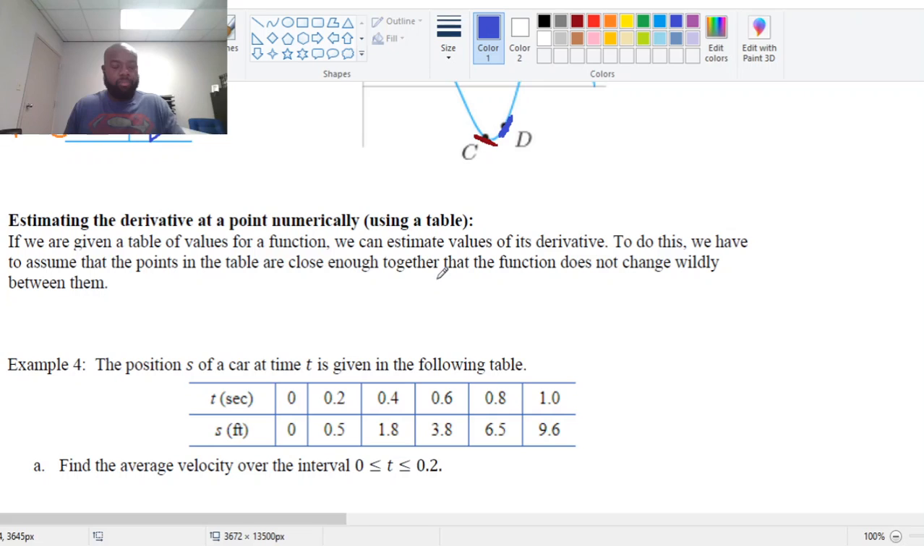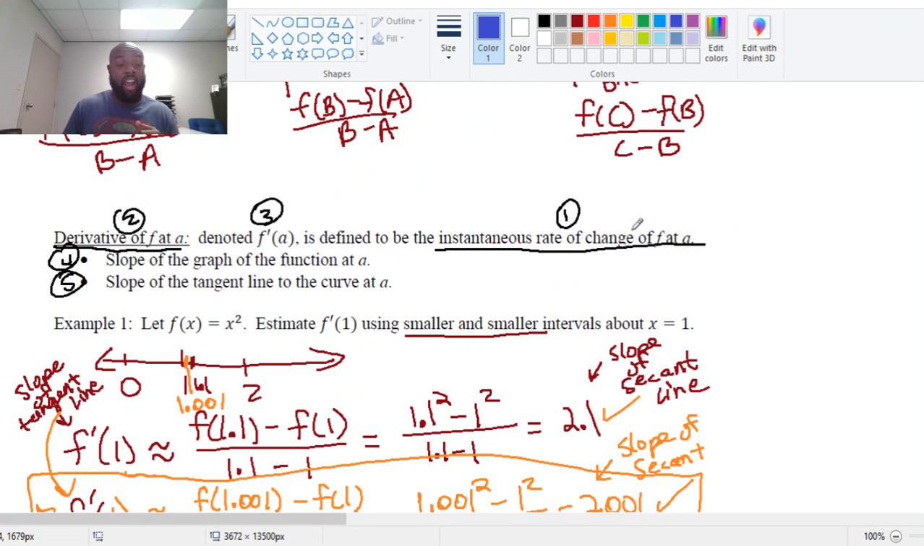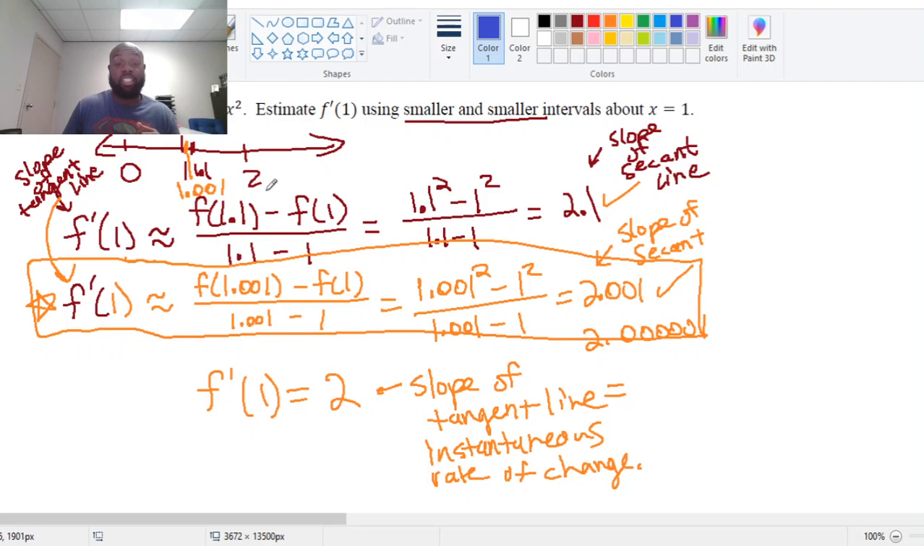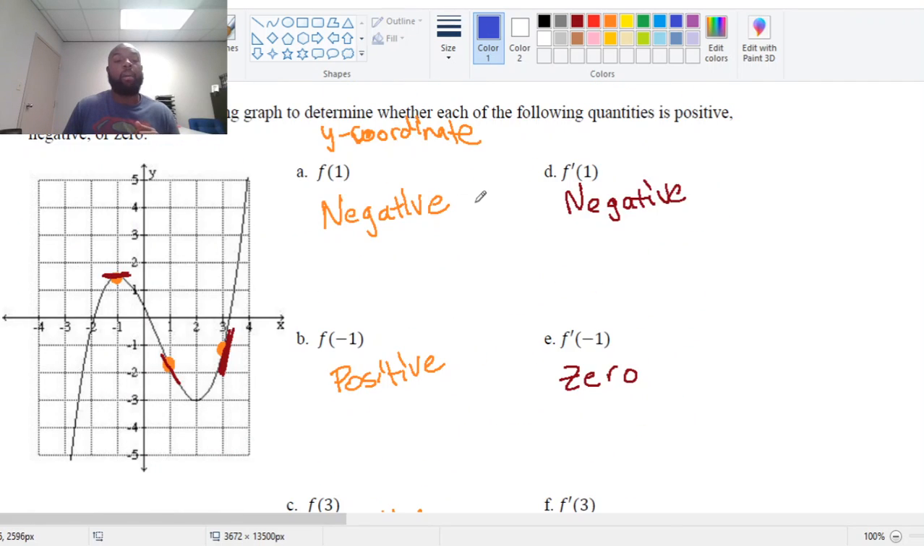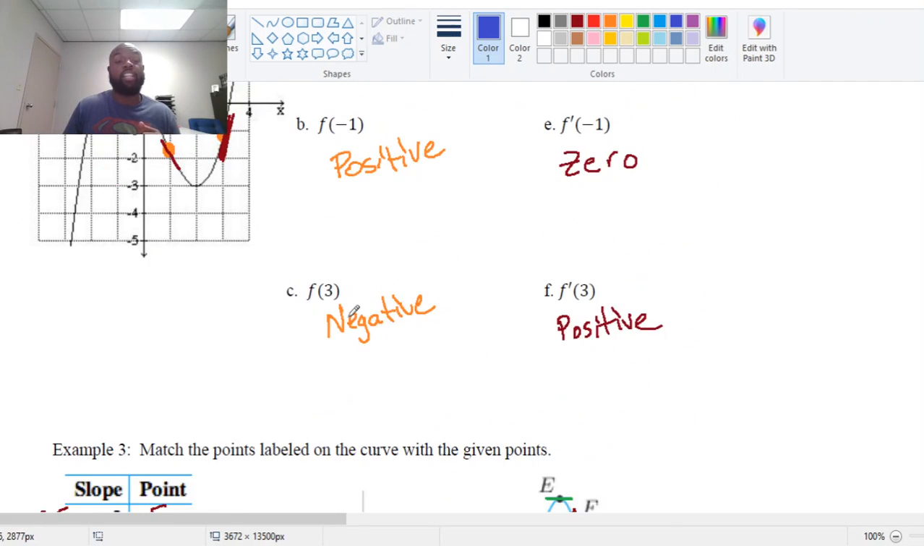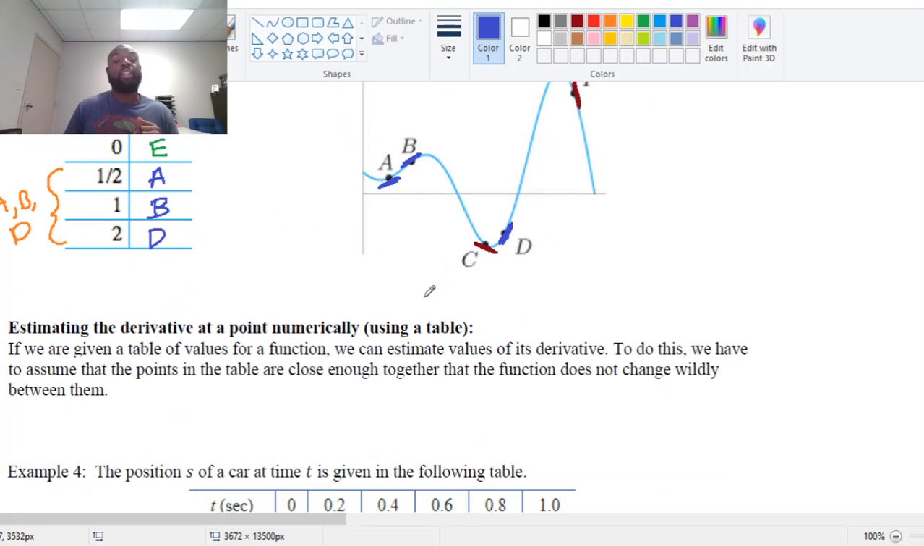So we've seen the derivative analytically, or algebraically, which is looking at the formula to get the derivative. We've seen an example of derivatives graphically, or instantaneous rate of change graphically. Now we're going to look at it numerically, and numerically is basically using a table. It says if we're given a table of values for a function, we can estimate values of its derivative. To do this, we have to assume that the points in the table are close enough together that the function does not change wildly between them.